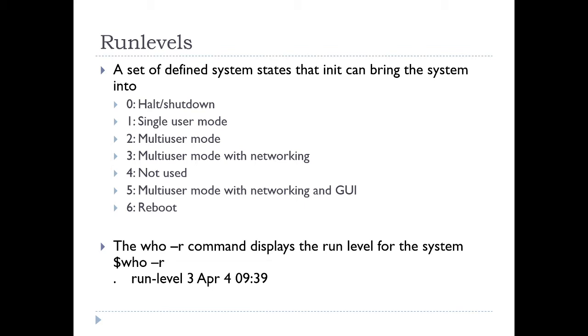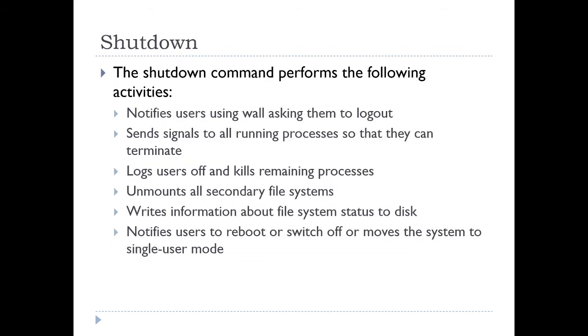To know the run level of the system, the admin can use the who command with the -r option. The who command with the -r option displays the run level for the system. Now the shutdown process. The shutdown command performs the following activities before shutting down the system.